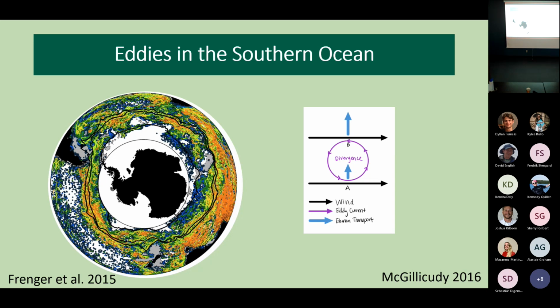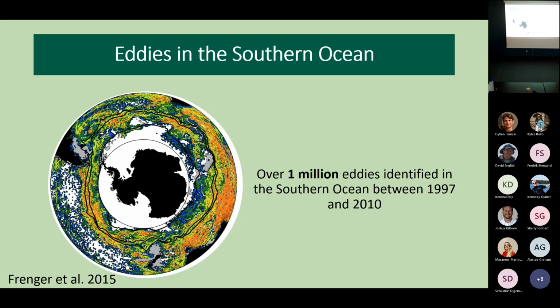And what does that mean to everybody here? Well, a statement from McGillicuddy 2016 suggests that the impact of these eddies on biogeochemical properties can impact everything from the lowest trophic level to the top predators, especially in this region. Not only are they super important, they're super abundant. So a study from Frenger et al. 2015 found that there were over 1 million eddies identified in the Southern Ocean between 1997 and 2010, suggesting that there is an even greater impact because of the sheer number of these eddies that are available.